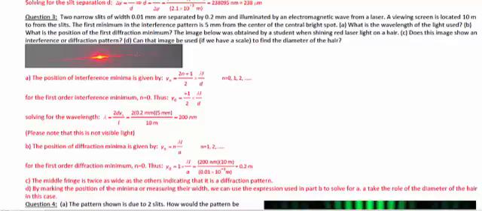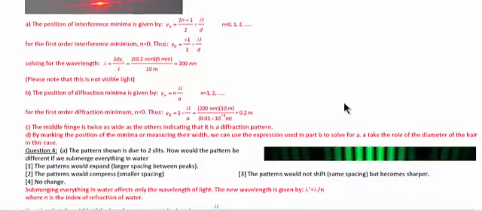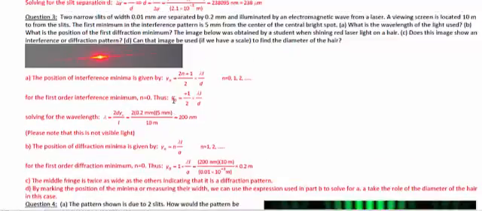But notice how the one off the center has about this width, while the central one is about twice as big. The fact that the central maximum is twice as wide, that's sufficient to tell us that it is a diffraction pattern, because in interference patterns, like you see here, the fringes are of equal width. So it is a diffraction pattern.